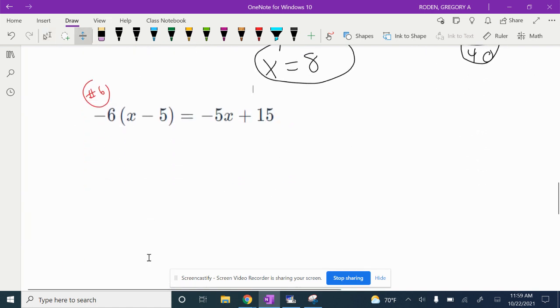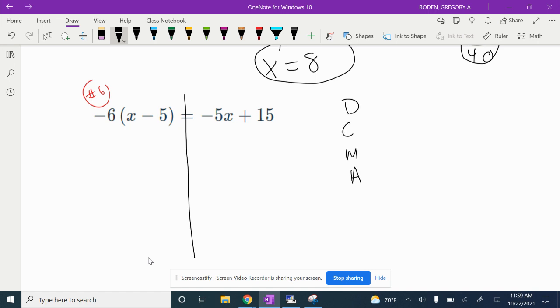The next problem I'm going to look at is a problem like this. Let's do a "don't call me after midnight" with some distributive property. Don't call me after midnight. Okay, so let's go ahead and do our distributive property here. To clear those out, I'm going to get negative 6x. A negative 6 times negative 5 is positive 30. And then we have negative 5x on this side plus 15.